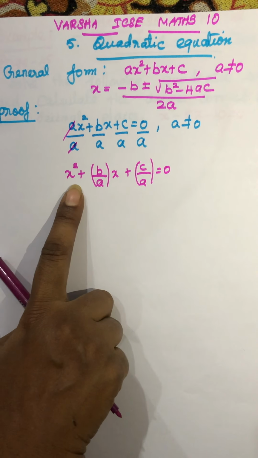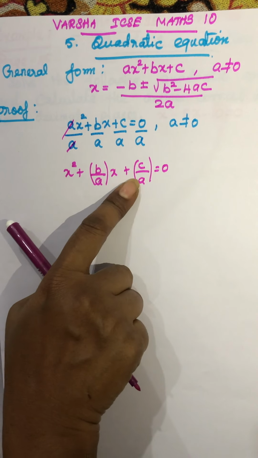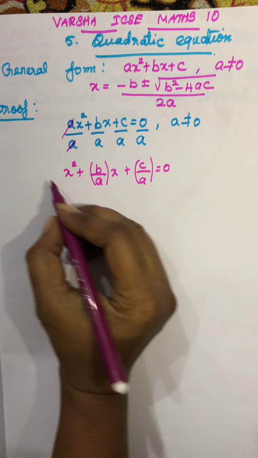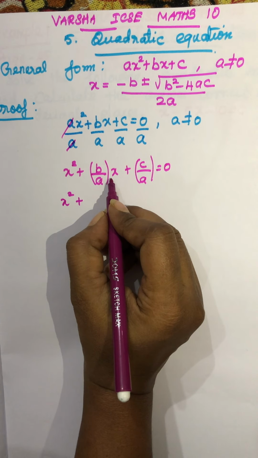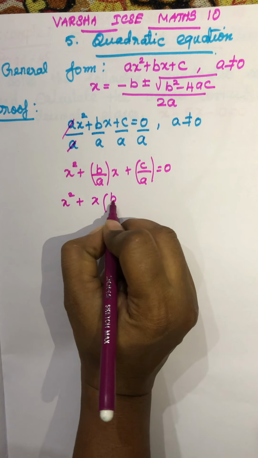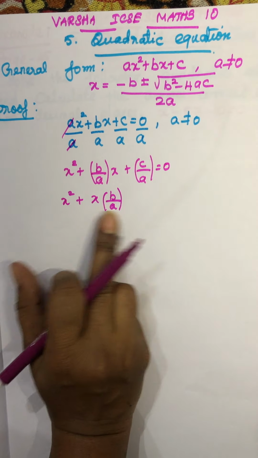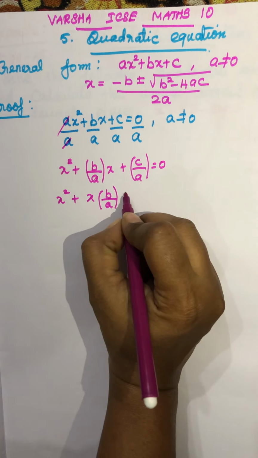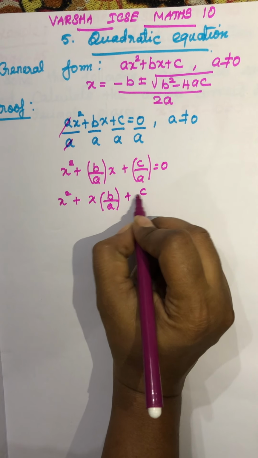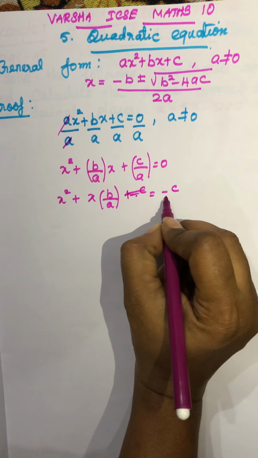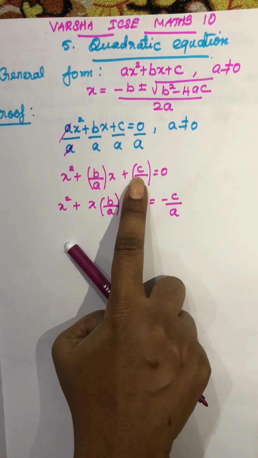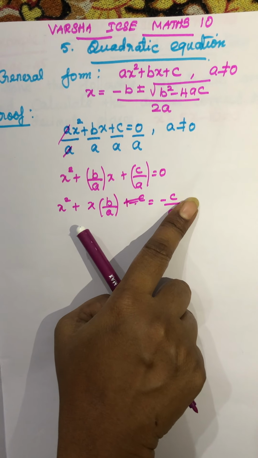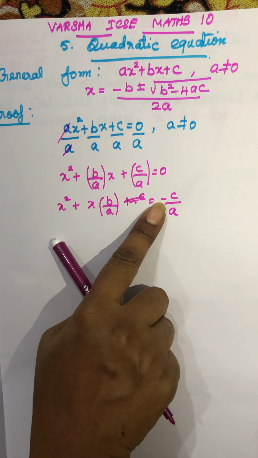Now you have to shift this c by a to the other side, so it will change its sign. So this is x square plus b by a x equal to minus c by a. The c by a is shifted to that side, so it changes its sign.